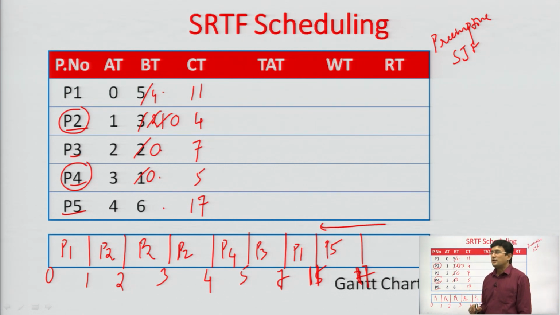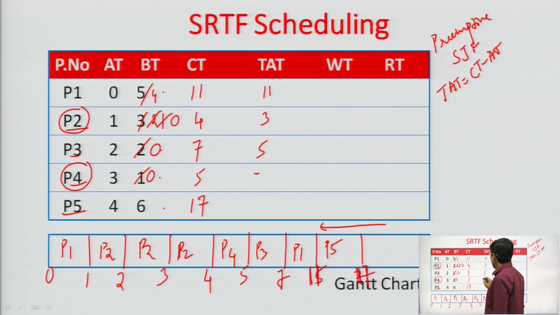Let us find out the turnaround time. We know that the turnaround time is equal to completion time minus arrival time. So, the turnaround time for the P1 process will be 11, 3 for this process, 5 for this process, 2 for this process and 13 for this process.